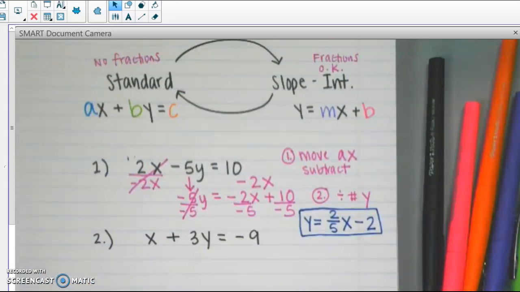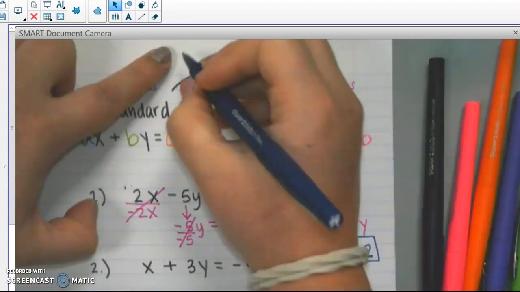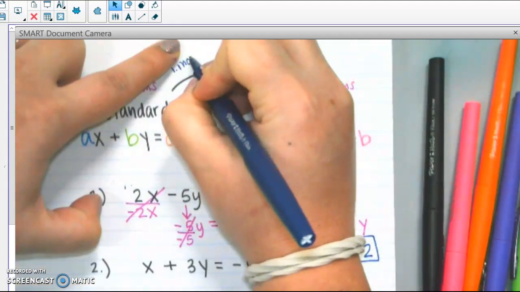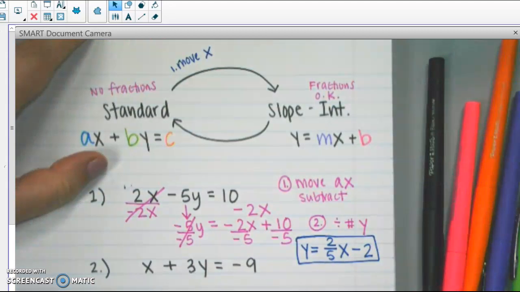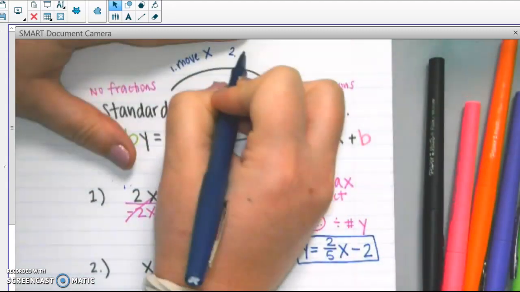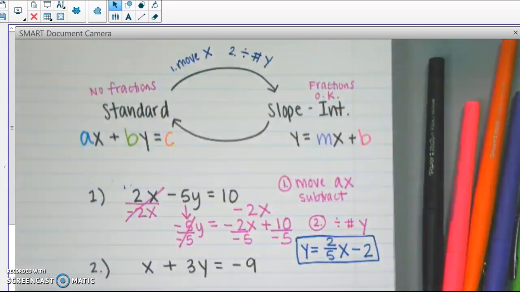All right, so when you're going from standard form to slope-intercept form, the first thing that we're going to do is move the x. And the second thing we're going to do is divide by the number in front of y. All right, and remember that these are your notes. You're supposed to copy all these examples down so that when I see you in class, you can ask me questions about it and we can go over it in more detail together.